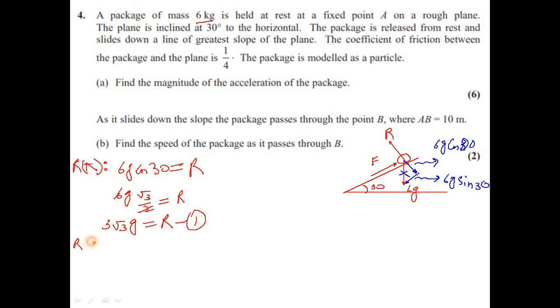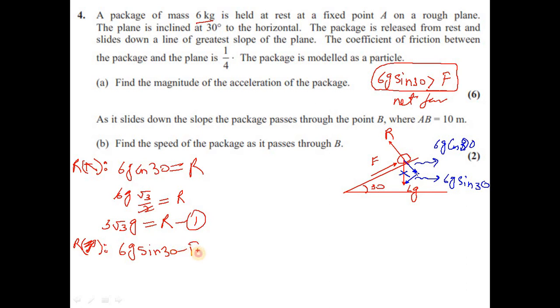Now look at forces parallel to the plane. In parallel to the plane, we have two forces acting: 6g sine 30 acting down the plane, and F up the plane. And it is sliding down. That means 6g sine 30 is greater than friction. That's why it is sliding down, and the meaning of this is you have a net force. So that means 6g sine 30 minus F is equal to ma, and ma is 6a.